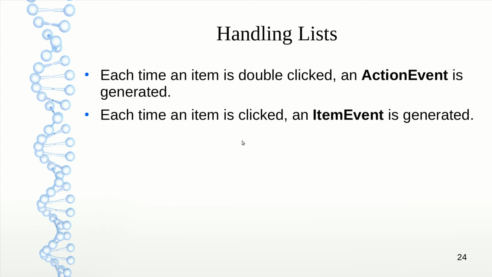How do we handle events from the list? There are two possibilities. A list can be double clicked and single clicked. When a list is double clicked, an action event is generated, which can be handled using the ActionListener interface. When it is single clicked, or when an item in the list is single clicked, an item event is generated, which can be handled using the ItemListener interface.